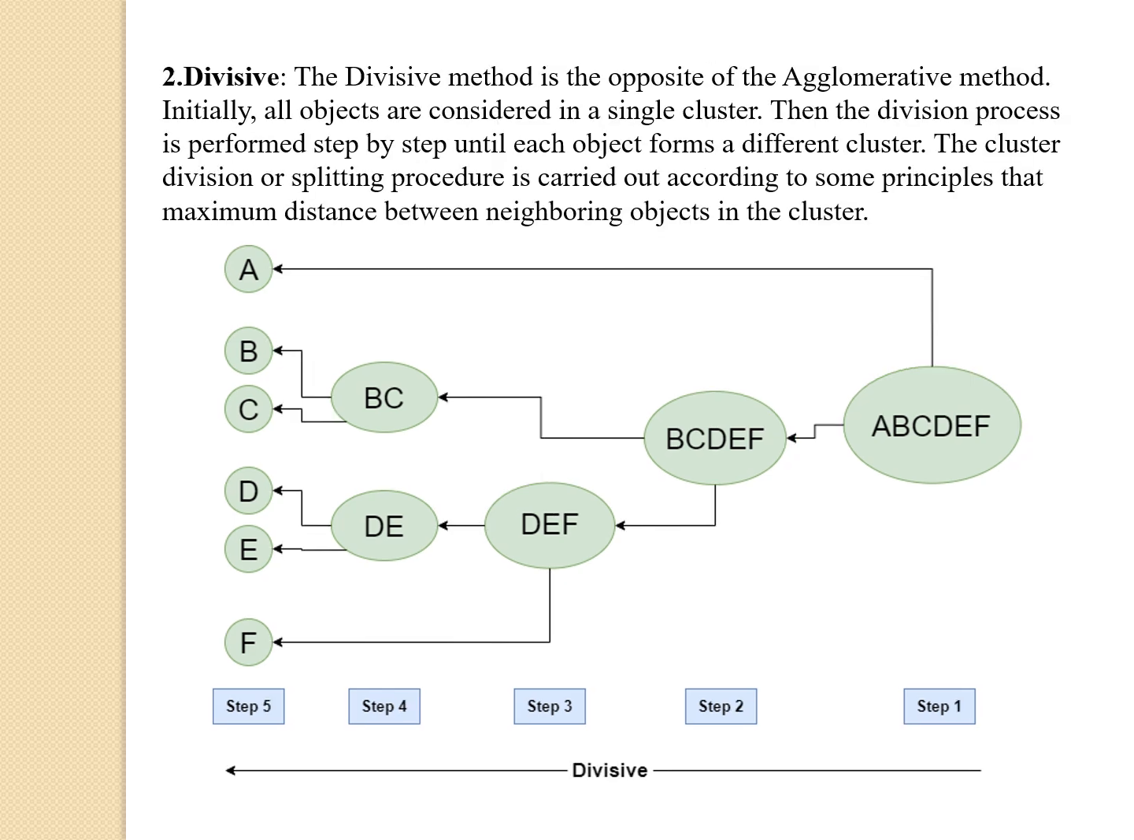Divisive clustering. The divisive method is the opposite of the agglomerative method. Initially, all objects are considered in a single cluster. Then the division process is performed step by step until each object forms a different cluster. The cluster division or splitting procedure is carried out according to some principles, such as maximum distance between neighboring objects in the cluster.